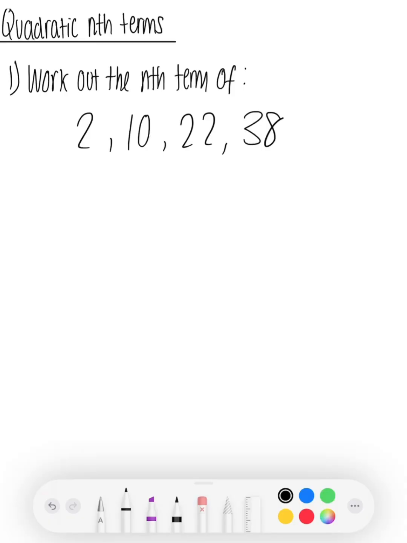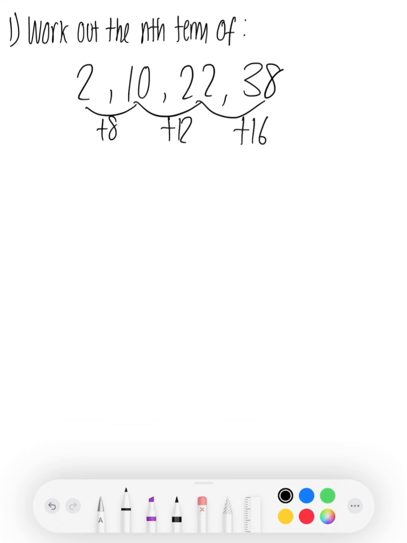Let's take a look at the first question here, and we've got 2, 10, 22, and 38 to try and find an nth term from. So again, let's start like we did. Difference of plus 8, difference of plus 12, and a difference of plus 16. You'll be able to notice from here that we've got another difference we can take out, which is plus 4.